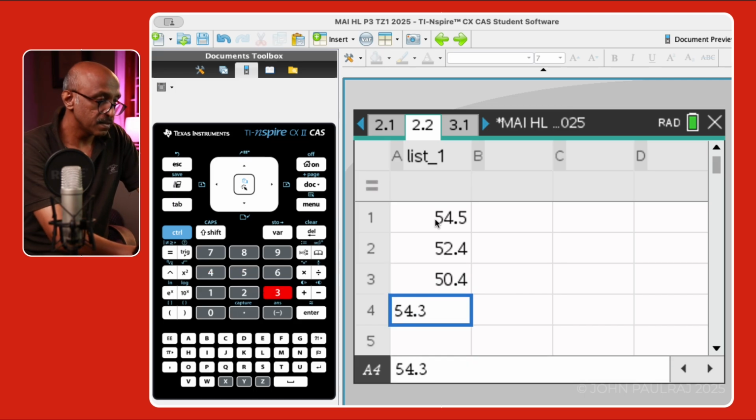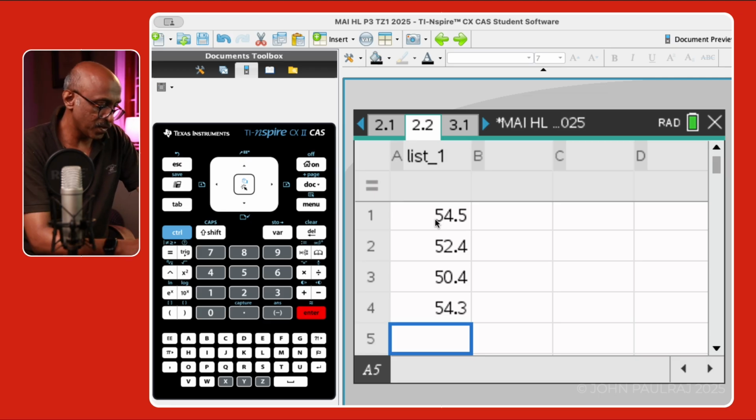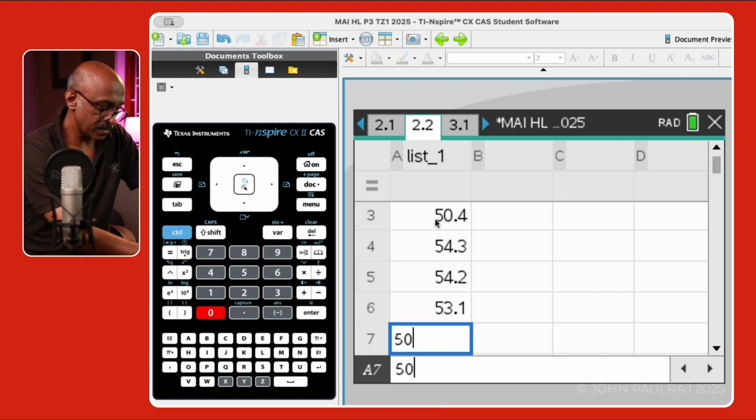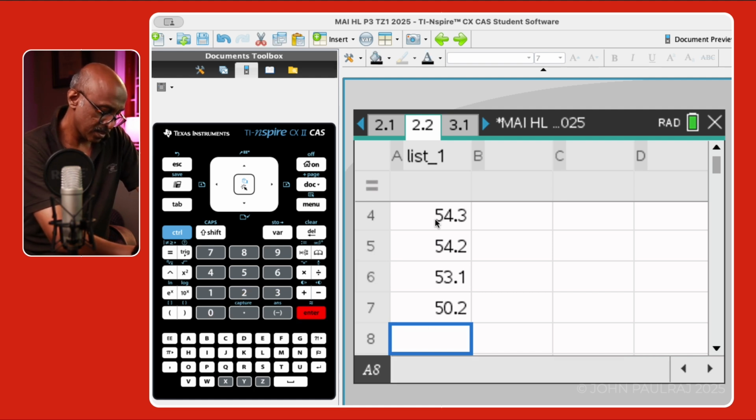54.3 and 54.2, 53.1. You know, one of the things I was just realizing as I'm entering these things, in the exam, you can't read it aloud now. You're in an examination hall.